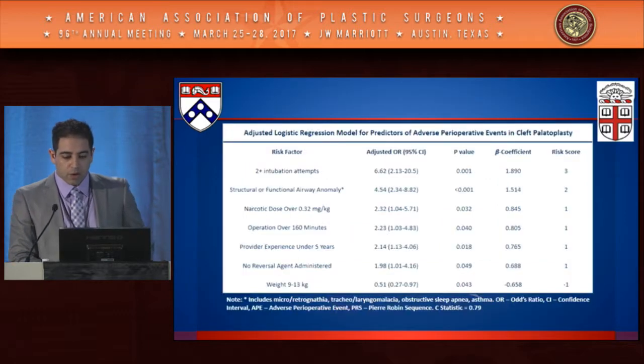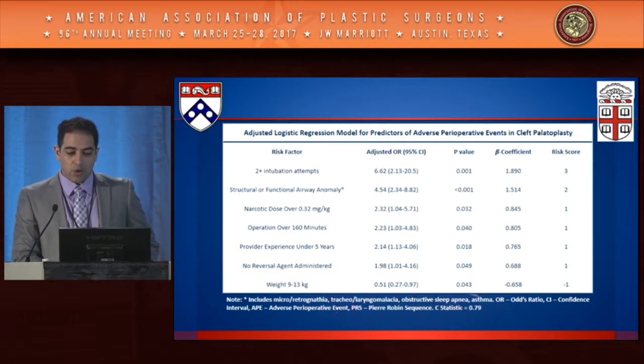This is the final regression model with corresponding risk scores on the far right column. The most significant of which were having 2 or more intubation attempts or a structural or functional airway anomaly with risk scores of 3 and 2 respectively. At the bottom, weight was found to be protective, with a risk score of -1.